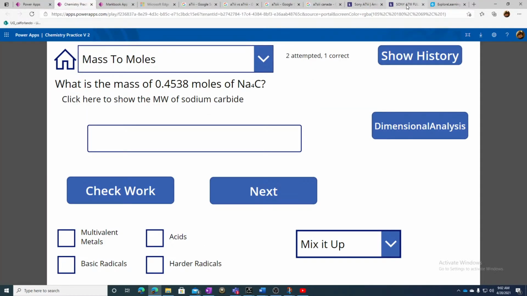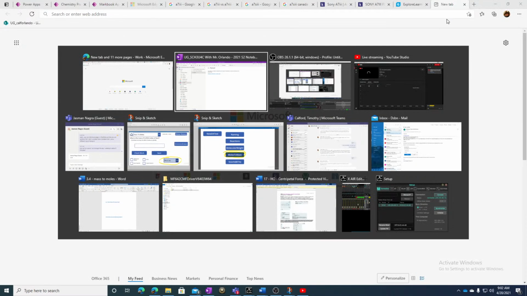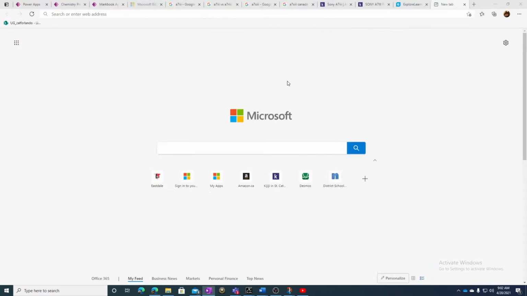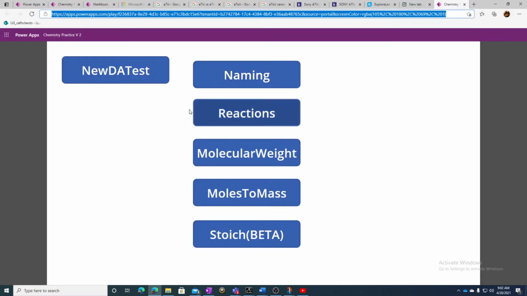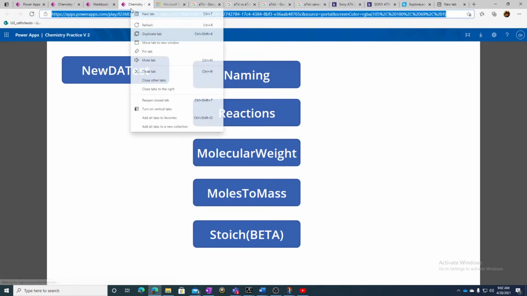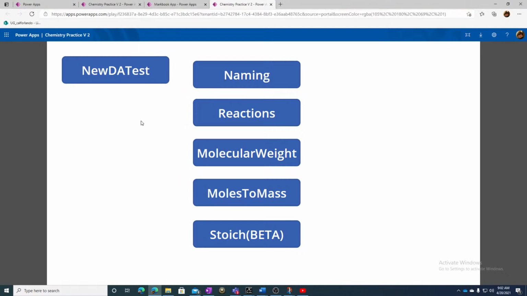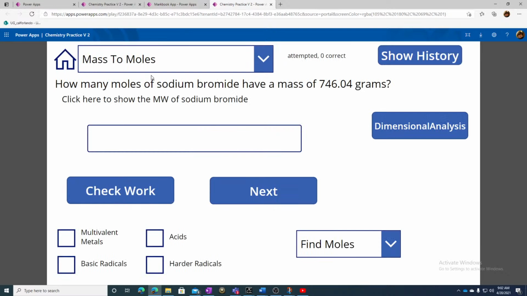Note, you'll need to be signed into your DSBN account. Let's try that again. There we go. So when you do that, you'll come up here. Gosh, I've got so many tabs open. Okay, anyway. And we want moles to mass, which is right here.